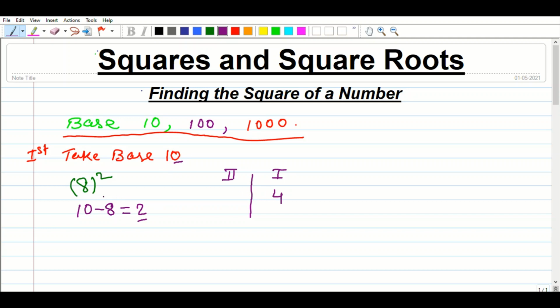Now, 8 is less than 10 by 2, so we subtract. You subtract 2 from 8. We get 6. You write here 6. Therefore 8 square equal to 64. Clear?